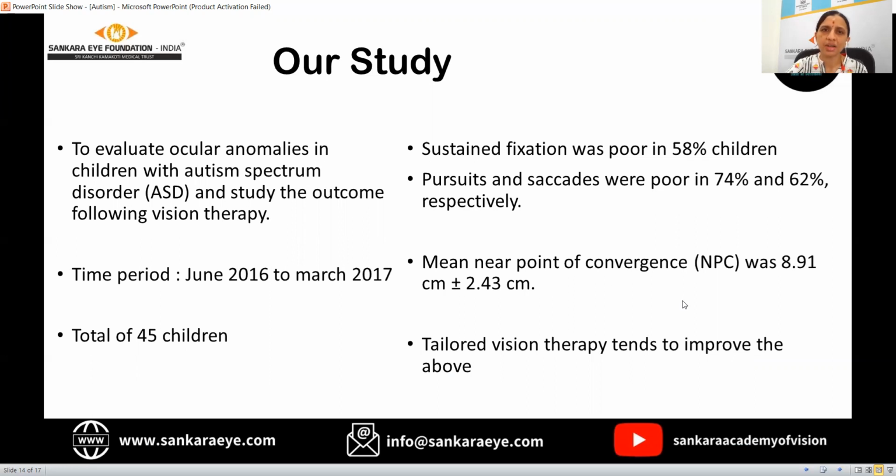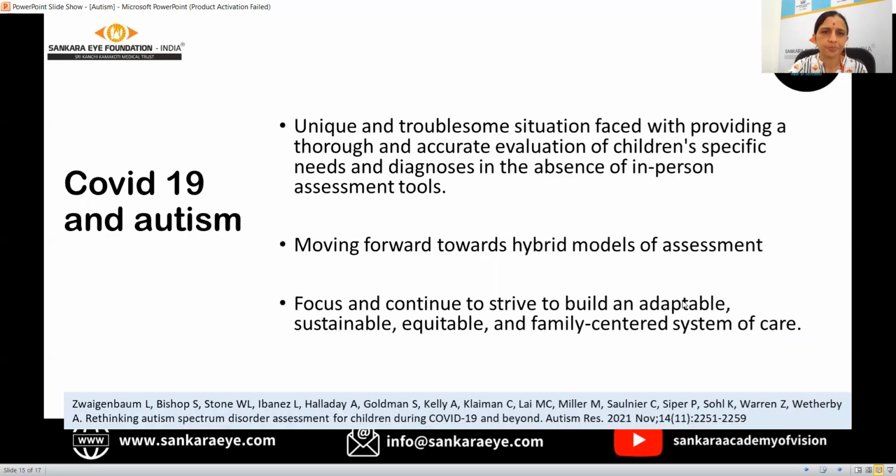So what we intend to say by all this is that these parameters are to be checked in addition to visual acuity testing, and a tailored vision therapy definitely helps in overcoming all these abnormalities.